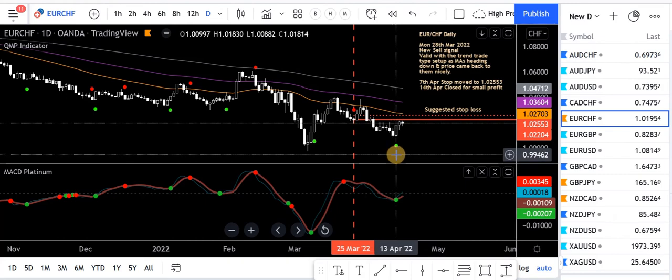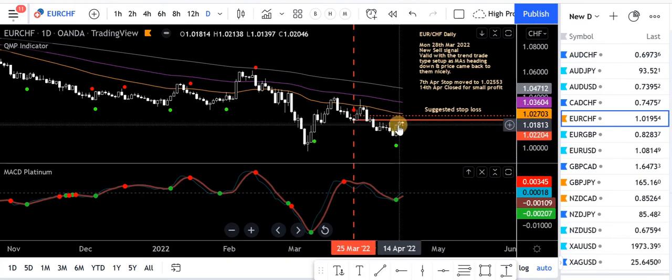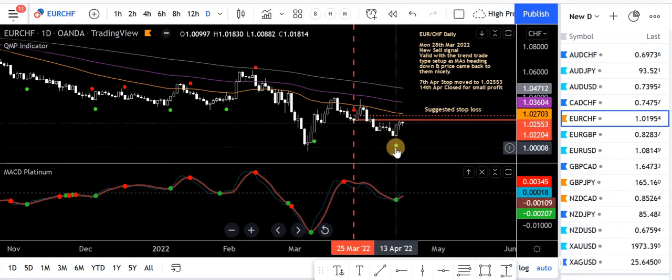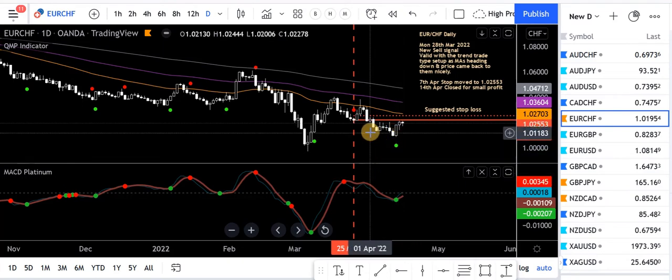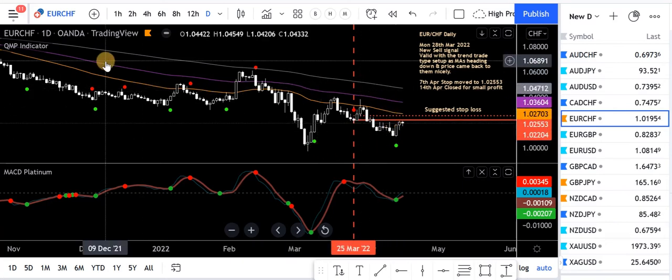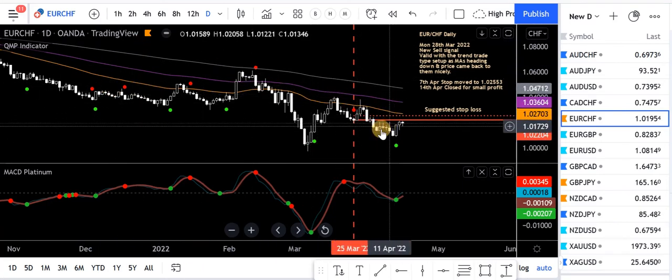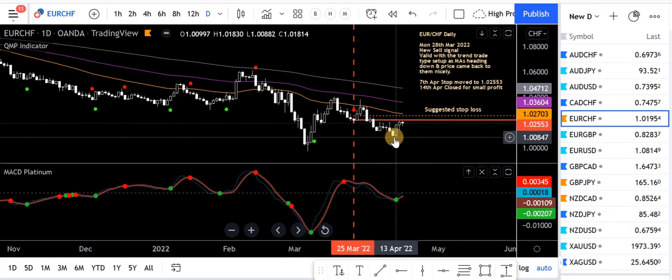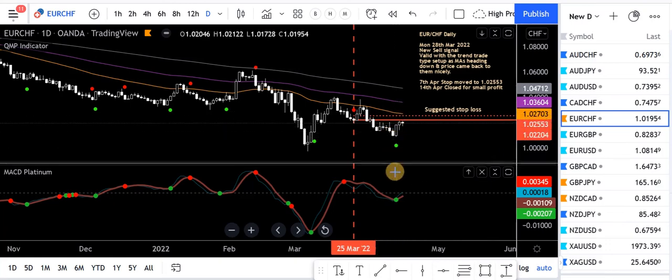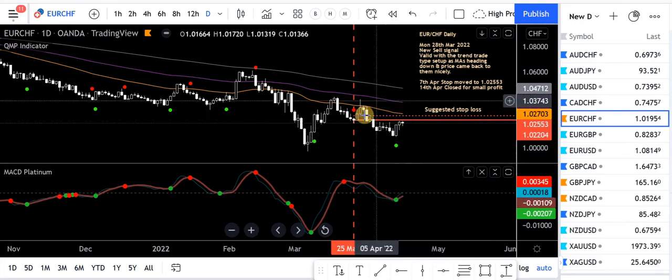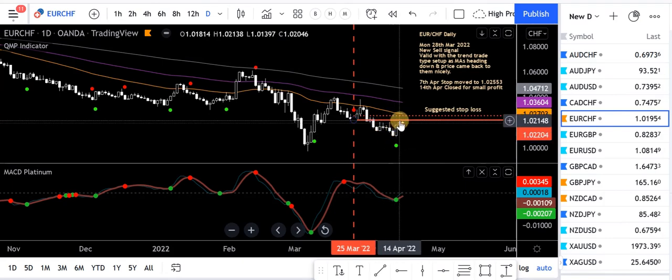So let's have a look, 13th, 14th, here. Called the close for a tiny profit there. And I declined to take the buy. I just don't like the setup. The trend is down, obviously. Look at the moving averages. Price is already close to the moving averages. The MACD is just below the zero level. The buy, not for me. So I didn't take it.